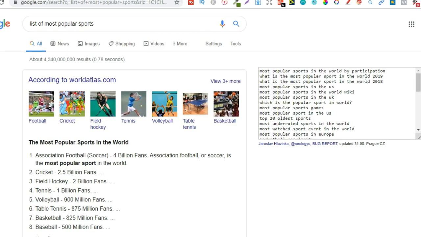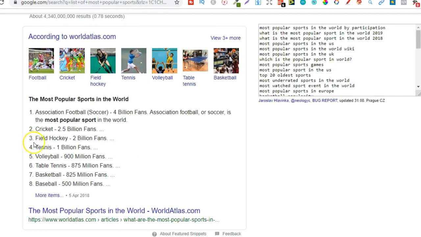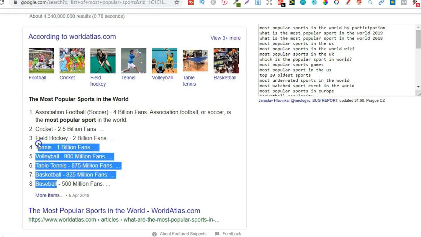Now the next one is sports. So, list of most popular sports. People are looking for gifts and journals, notebooks with tennis, volleyball, table tennis, basketball, baseball. These are all different types of niches that you can create unique novelty journals and notebooks around. Again, you just have to put in the research first before you create the books.